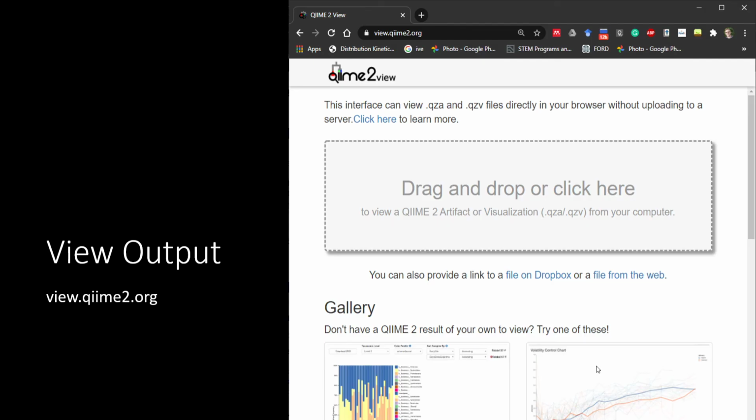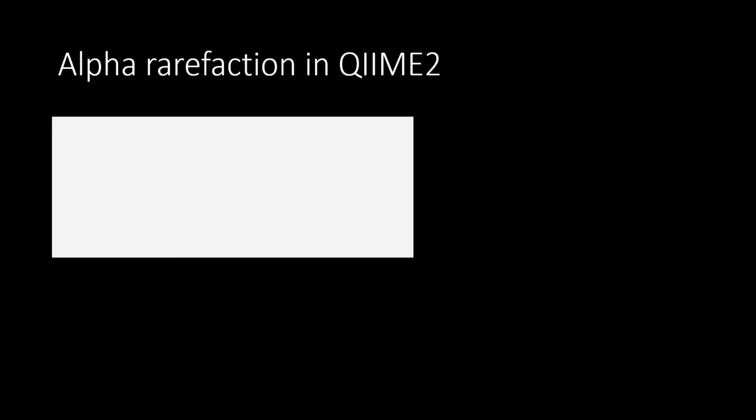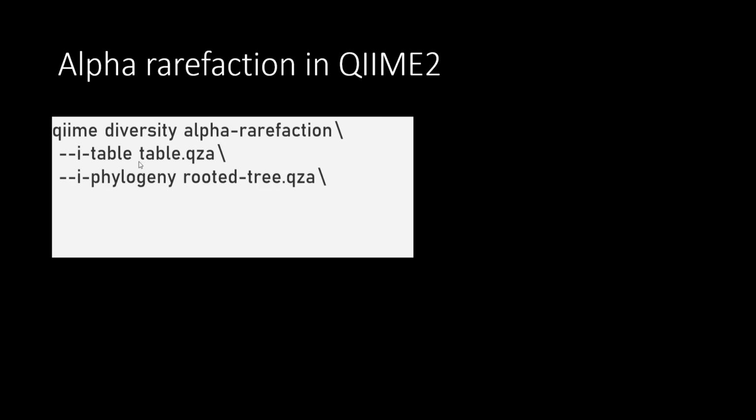I'm not going to do that for this video, but I will go ahead and show you what an alpha rarefaction file is. This is the one that can help you determine how many sequences are needed and what the trade-offs are. And it actually should have been run before we did any statistical comparisons, because this would help you decide what value to choose. So QIIME diversity alpha-rarefaction, input the table, put the phylogeny, the rooted tree. So we didn't use the unrooted tree at all, I don't think. We're going to give it a maximum depth.